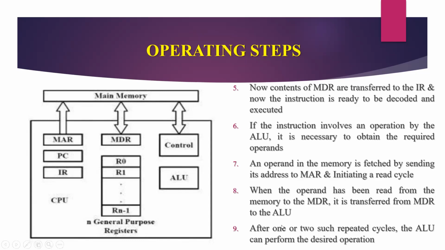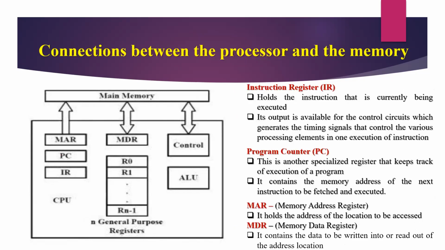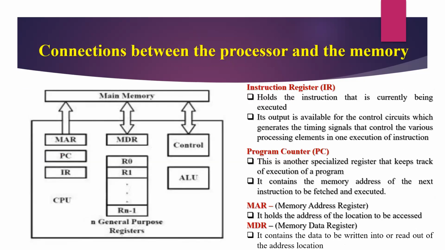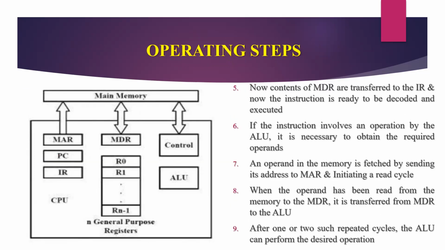ALU is nothing but the arithmetic logic unit. It is going to perform the arithmetic operations and the logical operations. So step 9: after one or two such repeated cycles, the ALU can perform the desired operation. For example, if the current instruction is an add instruction, it requires a minimum of 2 data. After getting the 2 data, the ALU can perform the addition operation. Here the example is to fetch the data from the specified location into R2, and after fetching, that will be transferred to R2.